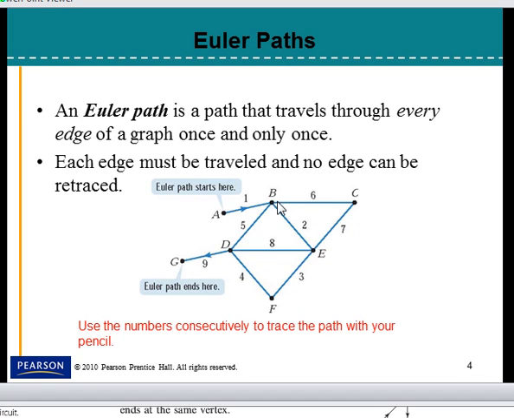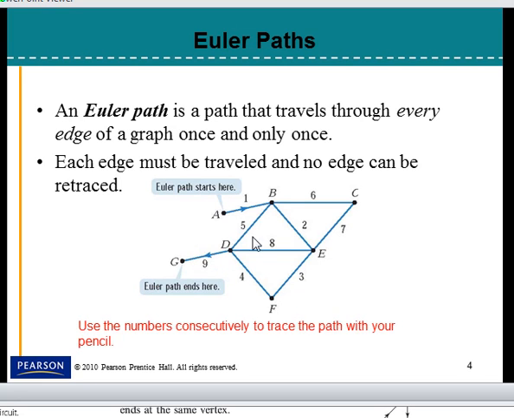It's okay to go through a previous vertex, but you can't go through a previous edge. So we go from B to C, that's number 6. And then we go from C to E, that's number 7. And then we go from E to D, that's number 8. And then we go from D to G. And that's the end of this Euler path.